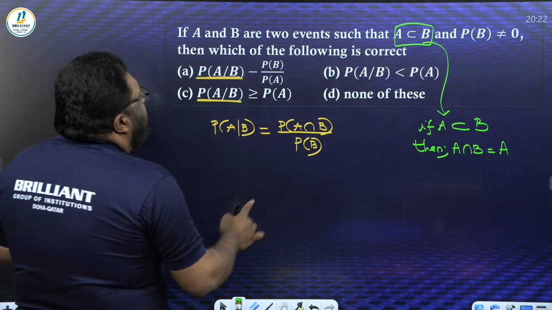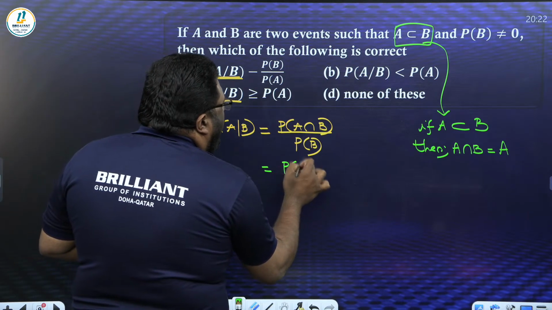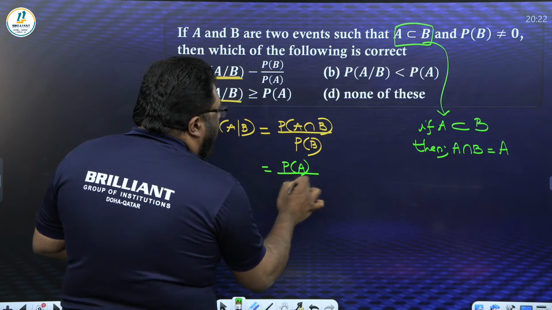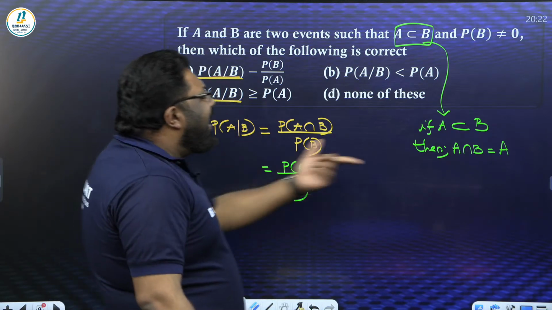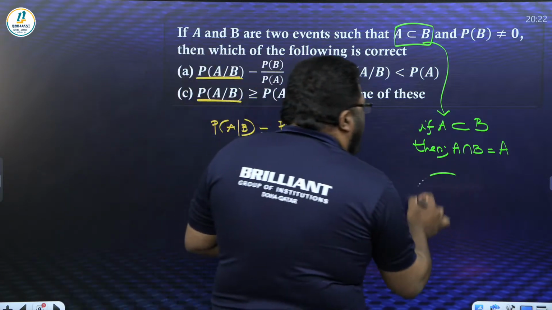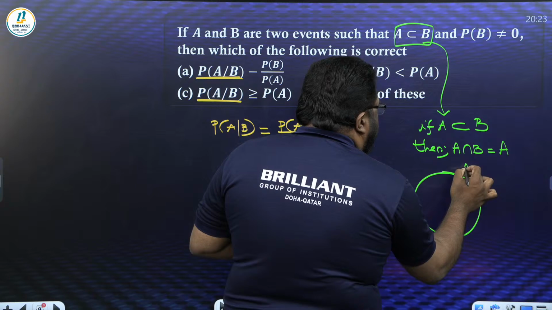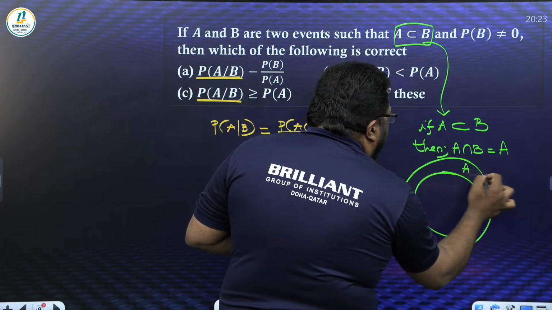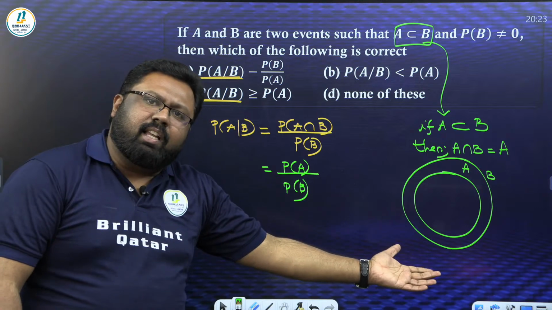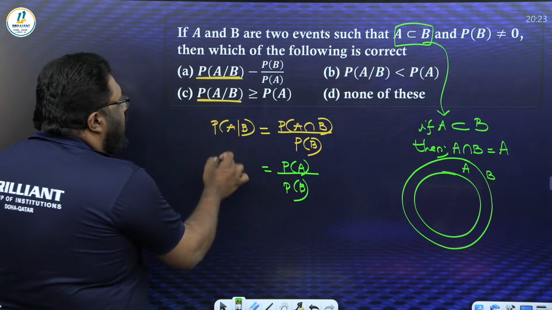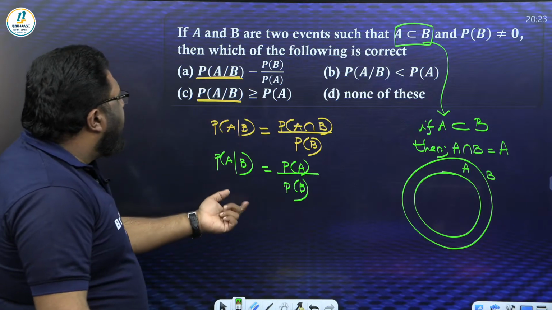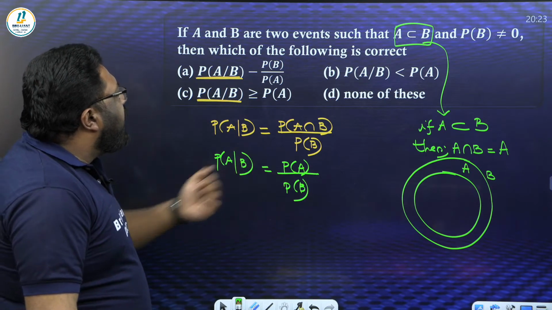So P of A by B, which is P of A intersection B by P of B, would become simply P of A by P of B. Why will A intersection B be A? Because A is the subset of B. Let us look at the Venn diagram, my dears. This is A, then B will have A inside it. Then what is A intersection B? It is A itself. So P of A by B is equal to P of A by P of B.